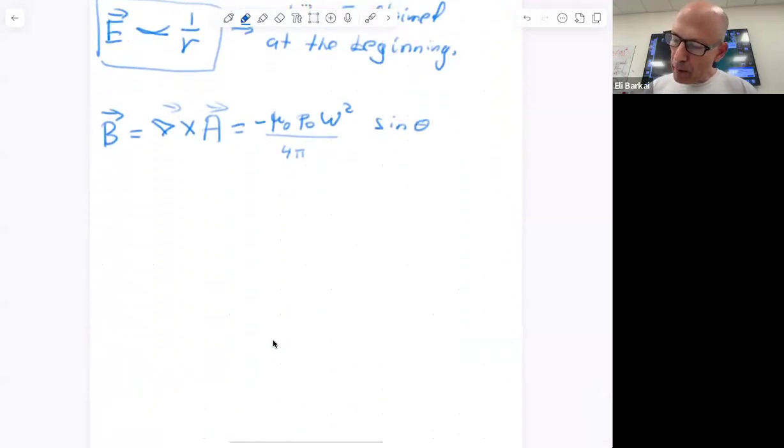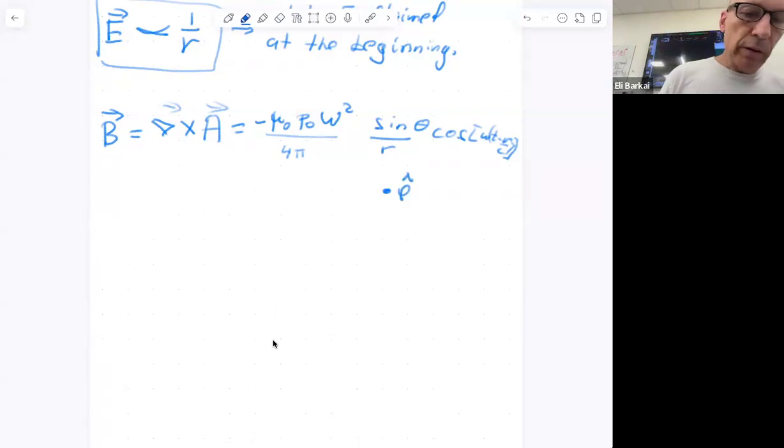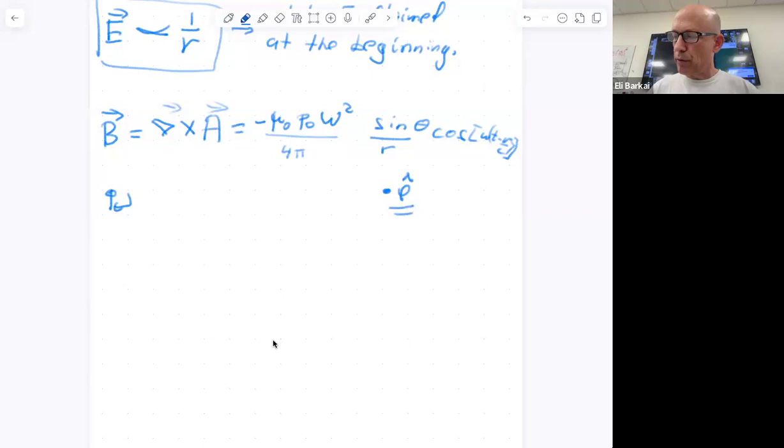Sine theta over R, cosine omega t R over C. Sorry about this. Multiplied in the phi direction. This is because of the rotor. You get this. So this is the Z direction. So the phi direction is rotating around. This is also what you expect. This is, I think, trivial.